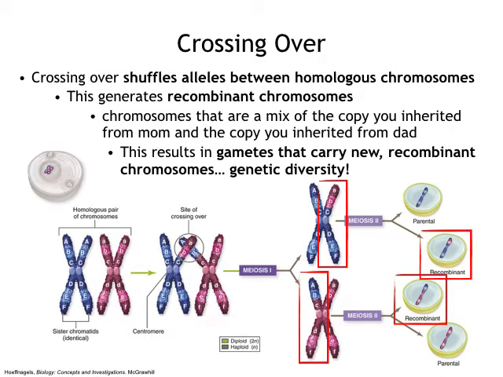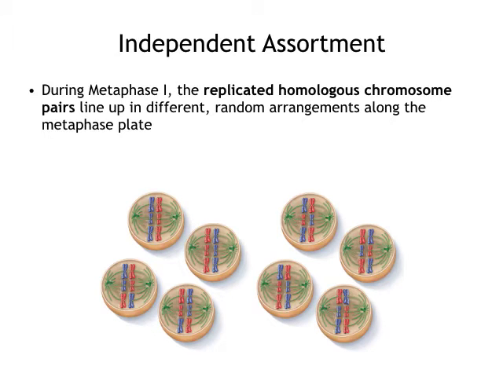All right, so crossing over is one way in which meiosis generates genetic diversity. The other way is called independent assortment. It's a really simple principle, sometimes so simple it can get a little confusing. Essentially, during metaphase 1, remember that replicated homologous chromosomes have paired up and line up in twos, each one with their pair.